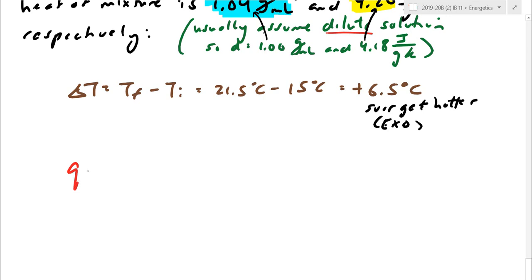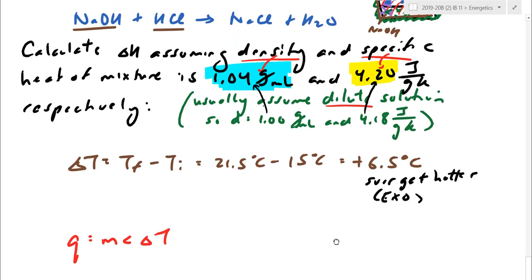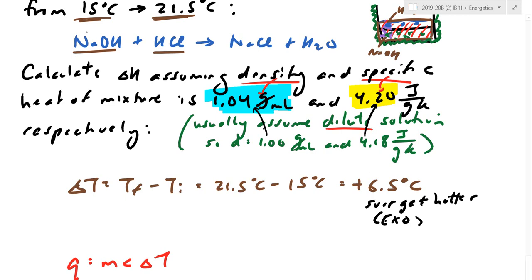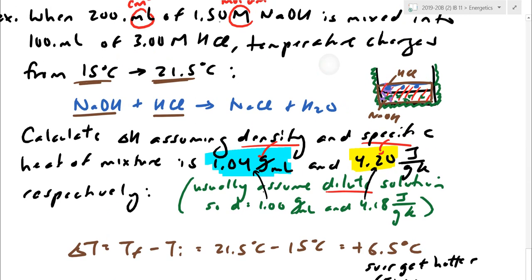So the next part here is Q = mcΔT. Let's figure out how much matter and material I'm actually mixing in together. Here's the part where the mass would have been really hard, because the molarities were different between acid and base, and the particles themselves have a different molar mass.